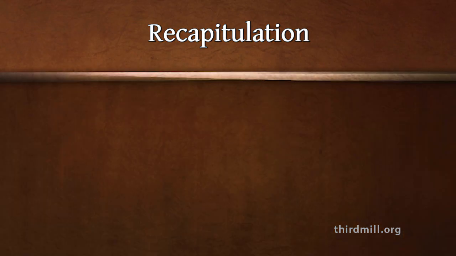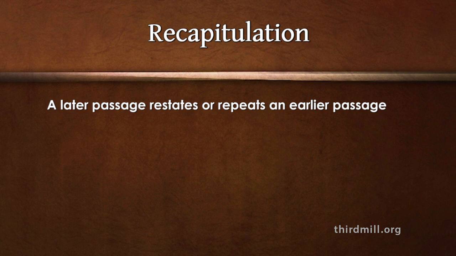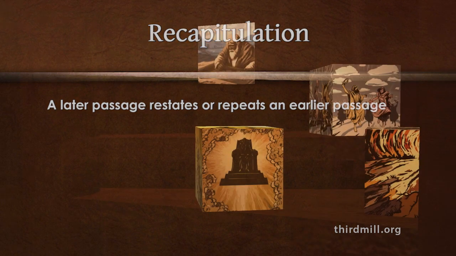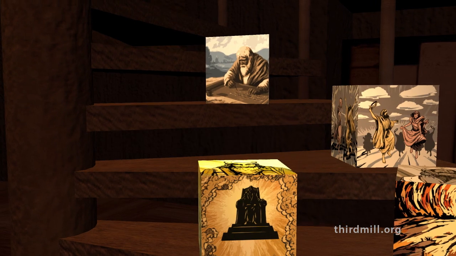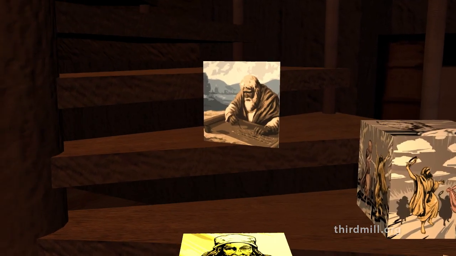Generally speaking, recapitulation happens when a later passage restates or repeats an earlier passage. As it applies to the book of Revelation, this term specifically refers to the idea that each series of visions describes the entire period between the first and second comings of Christ, but with its own distinct details and emphases. Recapitulation is actually very common in biblical prophecy.